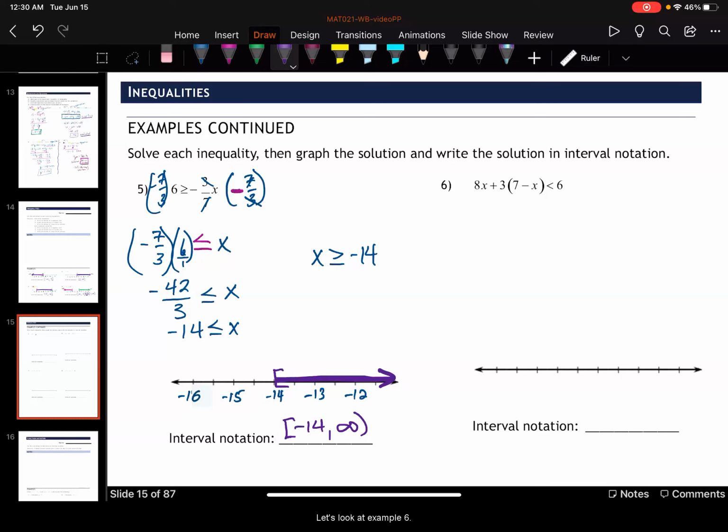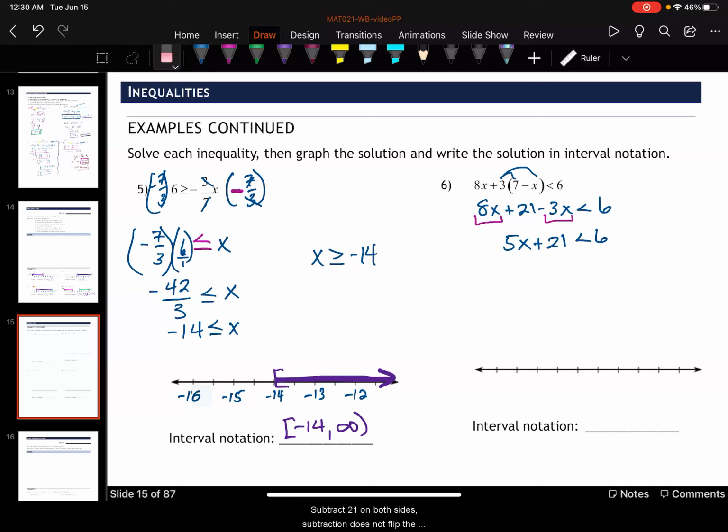Okay, let's look at example 6. 8x plus 3 times the quantity 7 minus x is less than 6. In this one, we're going to distribute our 3 into our parentheses first. 8x plus 21 minus 3x is less than 6. Combine our variable terms together. 8x minus 3x would be 5x plus 21, less than 6.